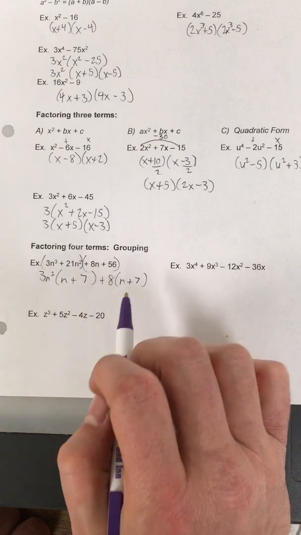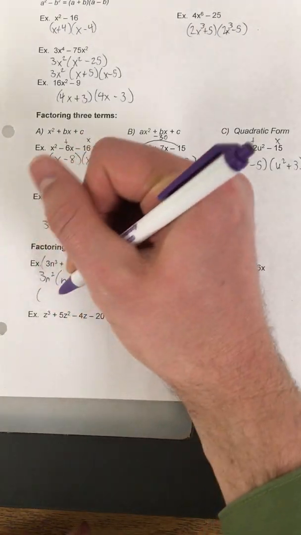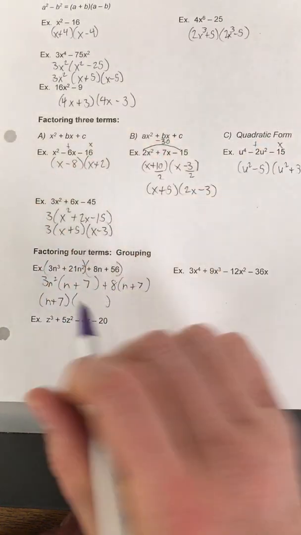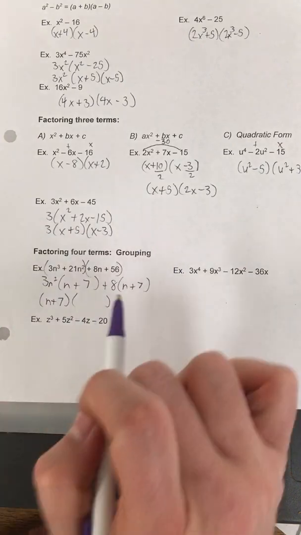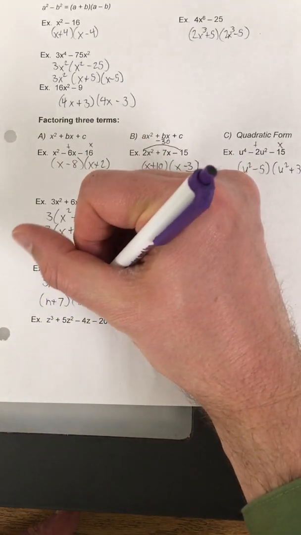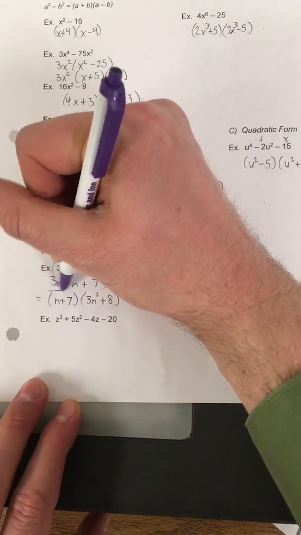So now, since they both have an n plus 7 in parentheses, I can move that parentheses to the front. N plus 7, just factoring that out. And then what will be left after I move the n plus 7s to the front? I'd have 3n squared and plus 8. These would be my factors.